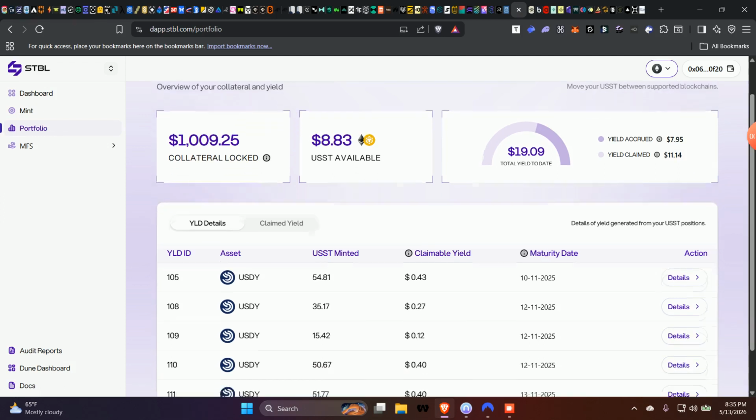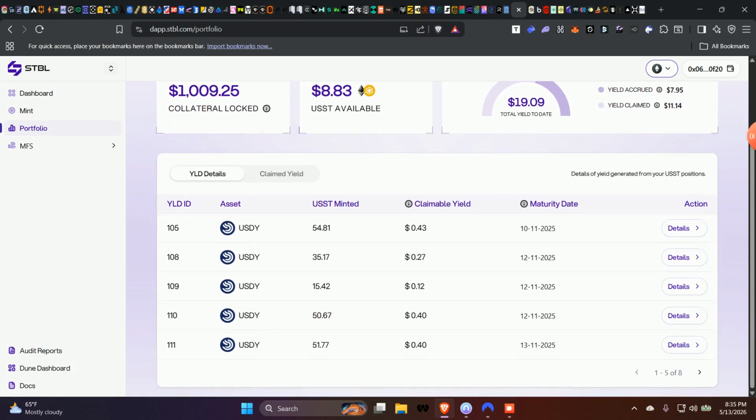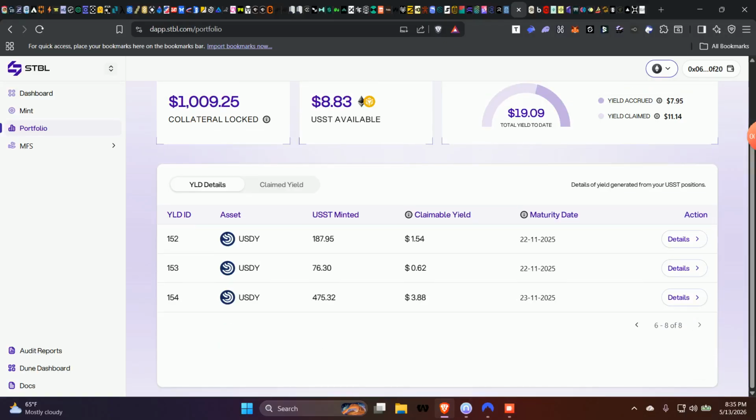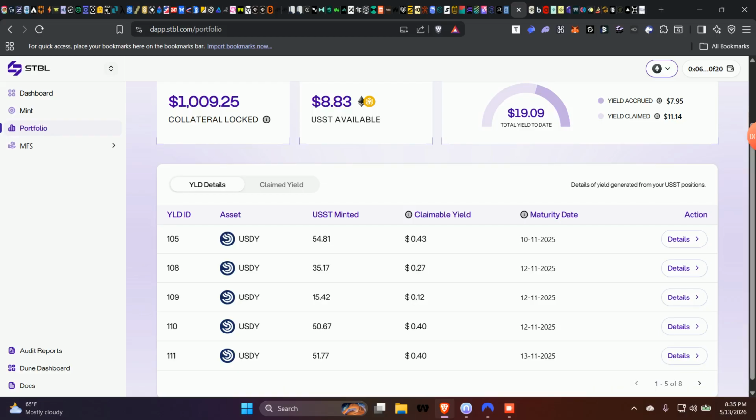I can go down here and claim this stuff, the 43 cents, the 26 cents, the 40 cents, this, that, and the other. I just like to let that build up. I've got $1.54 over here. I've got $3.88 over here. I've got 62 cents there.